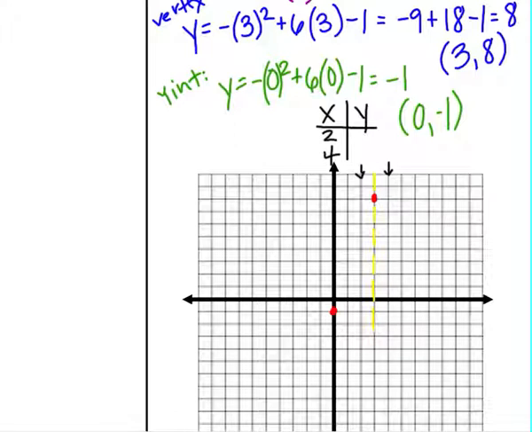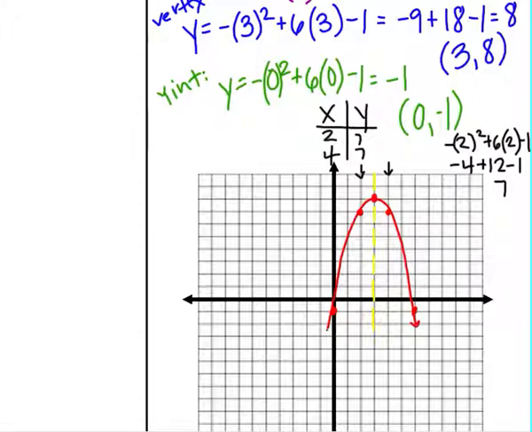So if I put in 2, I get the opposite of 2 squared plus 6 times 2 minus 1. So that is negative 4 plus 12 minus 1, which is negative 4 plus 12 is 8. 8 minus 1 is 7. So I know I have 7s here. So I will put in 2, 7, and 4, 7. I also know that 3 away from the axis of symmetry will be another value, and then I can make my curve, and I am done.